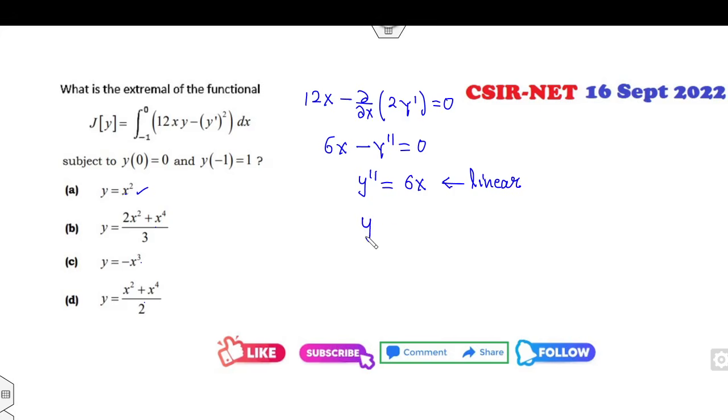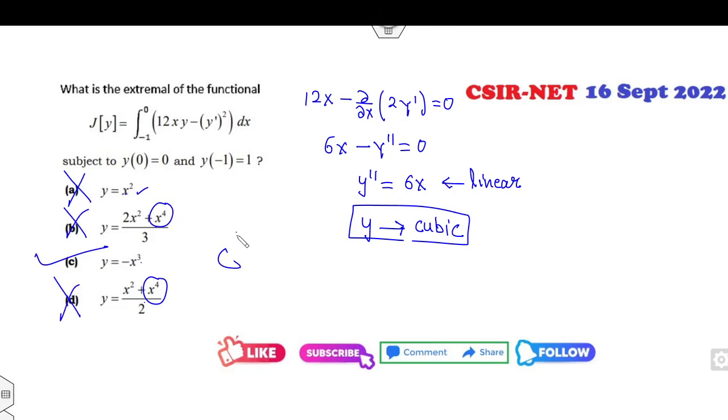So what is the degree of y? If the second derivative is linear, y will be cubic. Fine. So the first option, degree 4, is cancelled. The right option is C, the correct answer of this problem. Fine. There is no need to solve them.